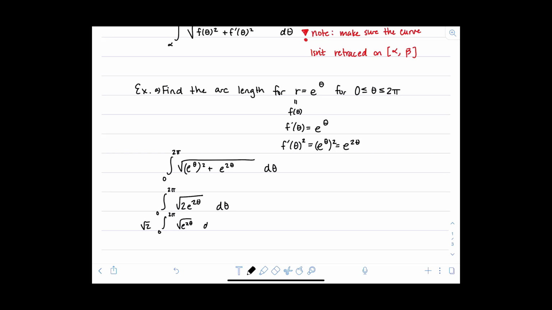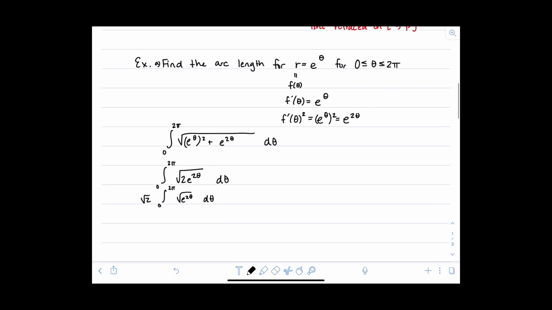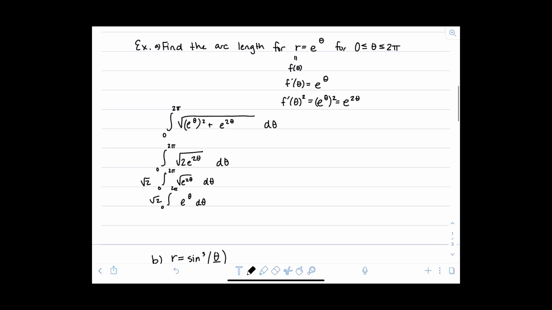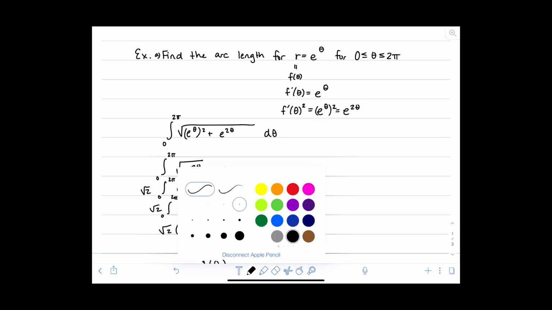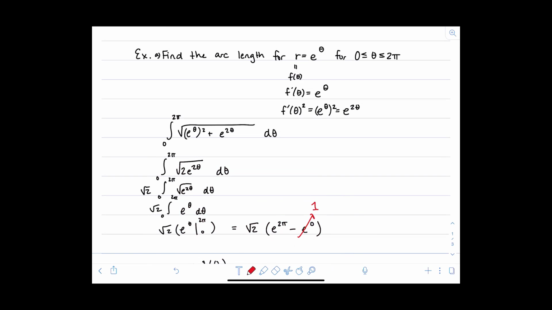Okay, before we jump into integrating, notice that we can actually compute the square root of e to the 2 theta, and it is e to the theta. So then we compute the antiderivative, we get e to the theta, evaluated from 0 to 2 pi, and that root 2 out front. So we get root 2 times e to the 2 pi minus e to the 0, and anything to the 0 power is 1. So our answer is just root 2 times e to the 2 pi minus 1.